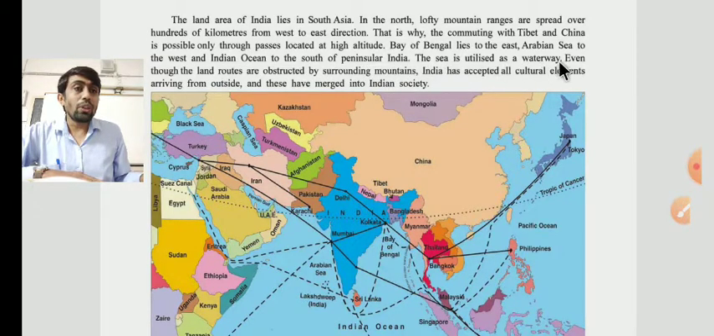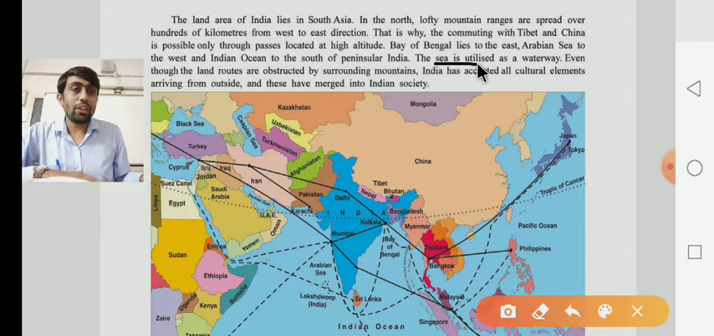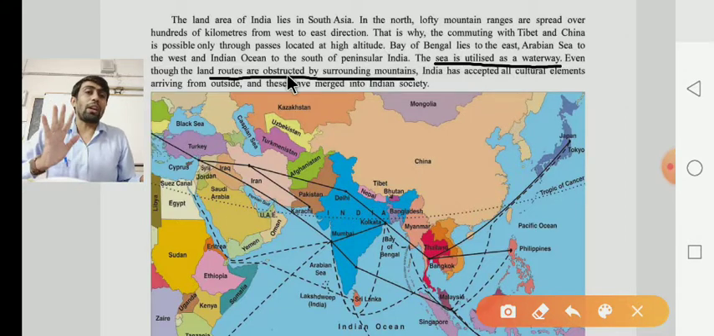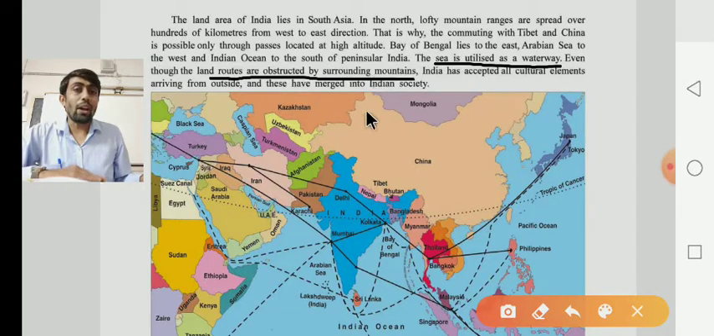The sea is utilized as a waterway, and that's why we can say that this sea is utilized as water transportation, as a waterway, even though the land routes are obstructed by surrounding mountains. Now, land routes are obstructed, it means कोई भी चीज रुक जाना, रोका है by the surrounding mountain area. Here the maximum area is surrounded by mountains. So in the same way, here also some mountain areas are there.